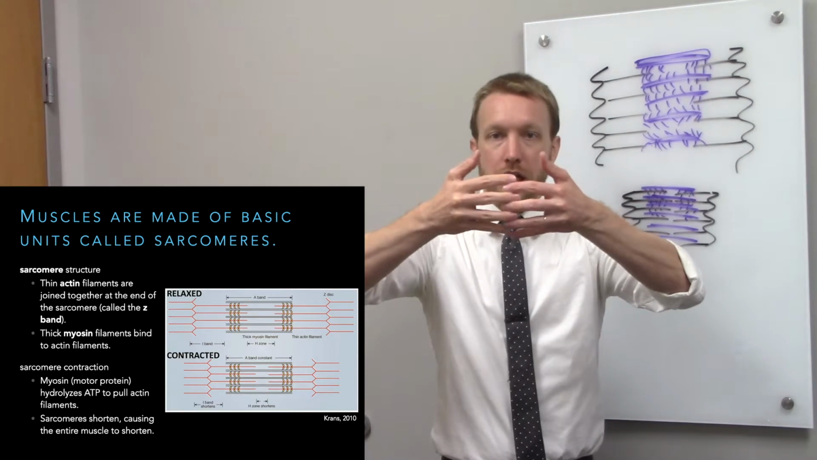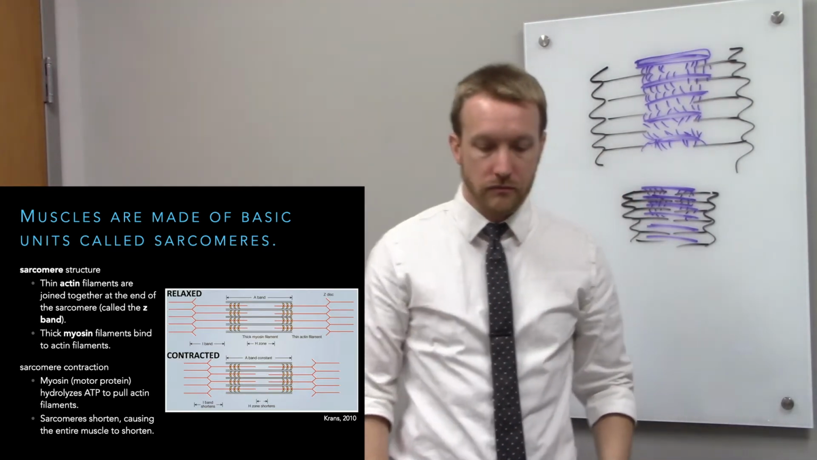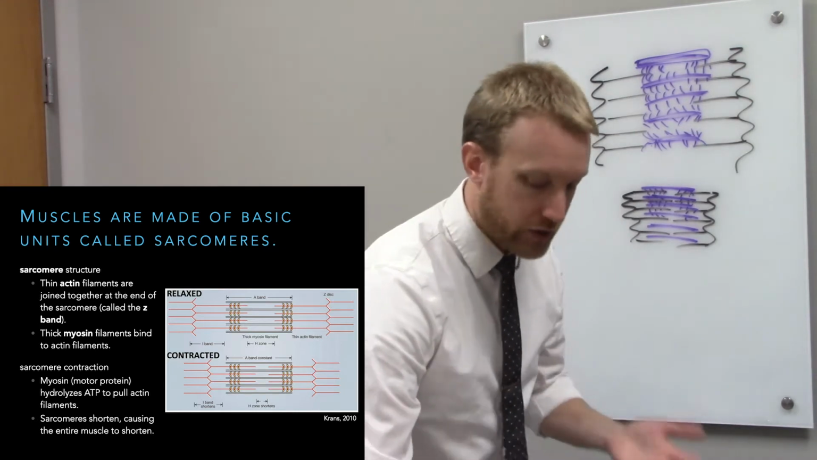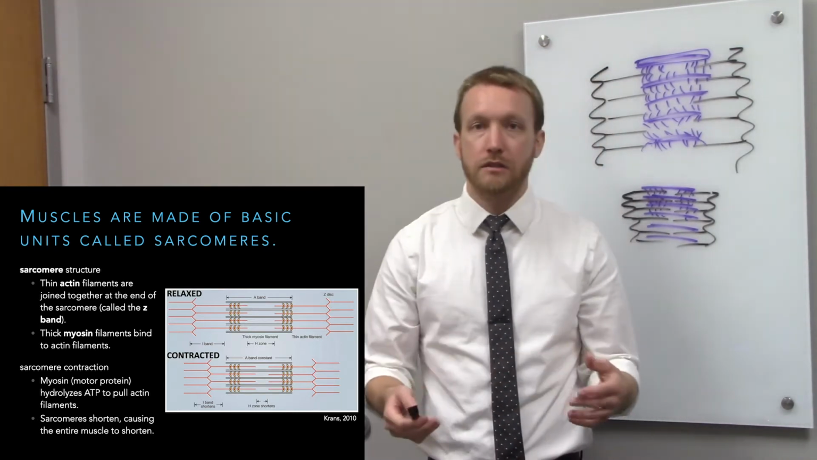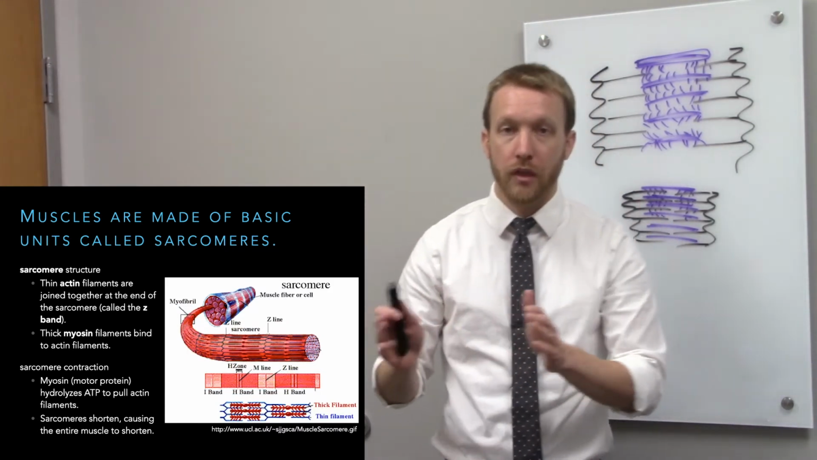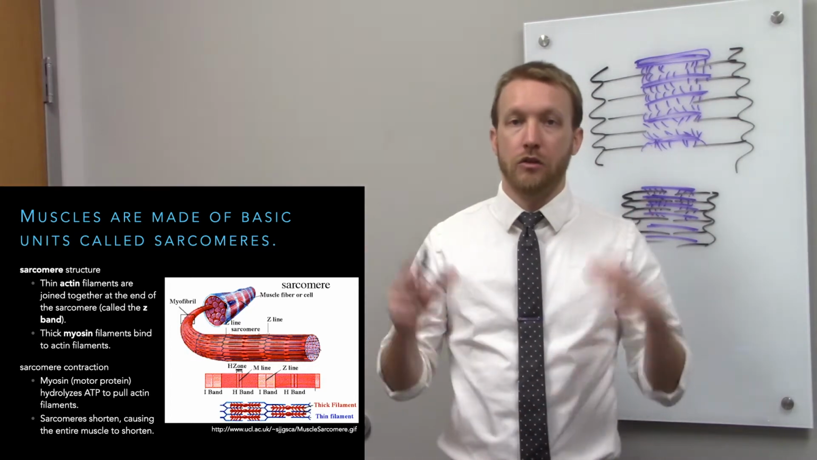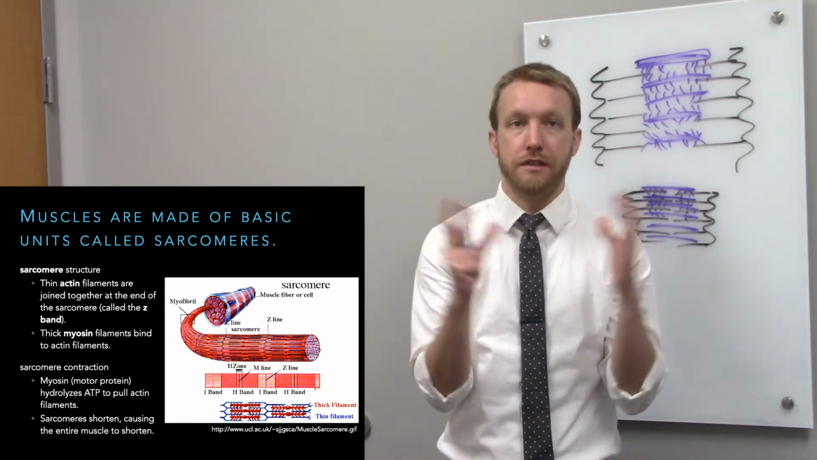So we have sliding filaments slide together. So the sarcomeres change their size, and since muscles are just made of a whole bunch of sarcomeres lined up in a row, as each one shrinks just a little bit because of sliding filaments, the whole muscle can have an overt change in its size.